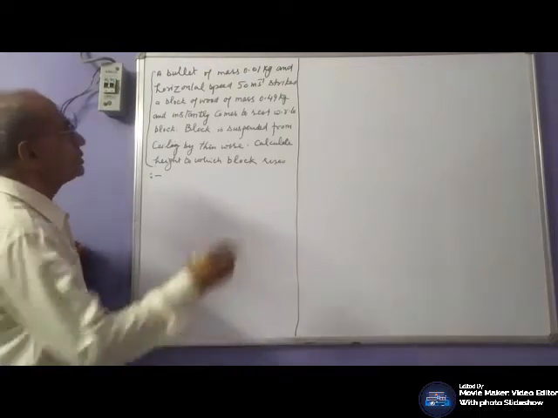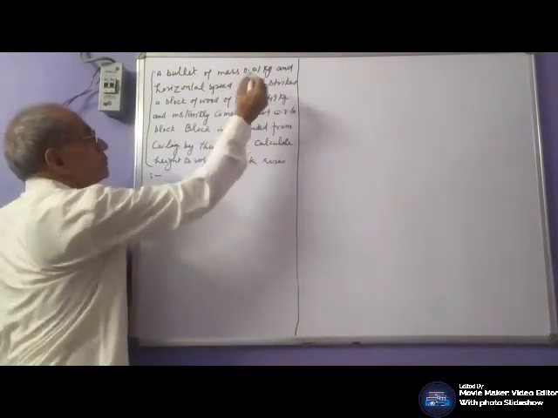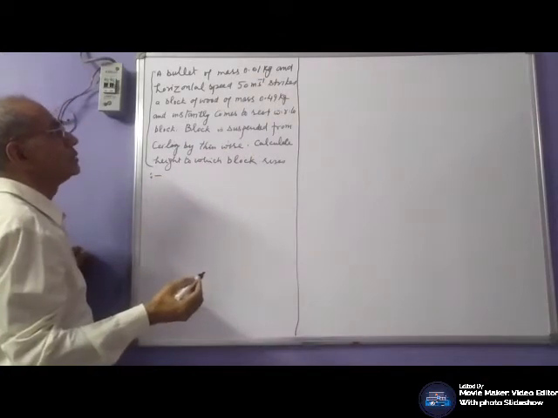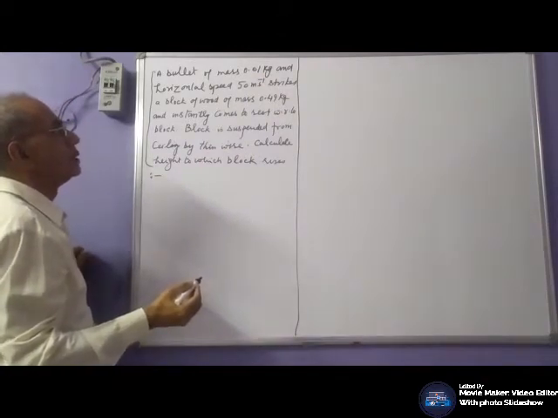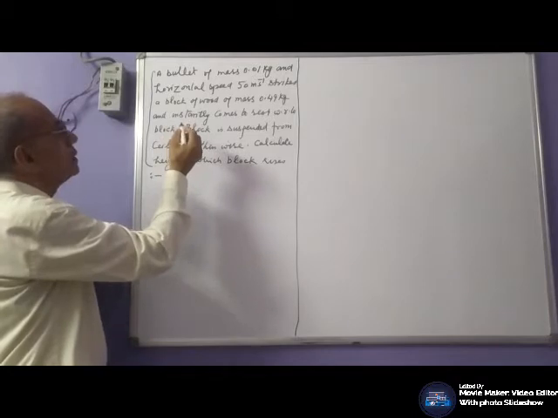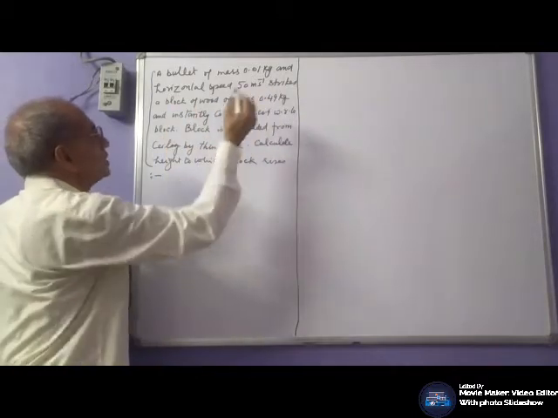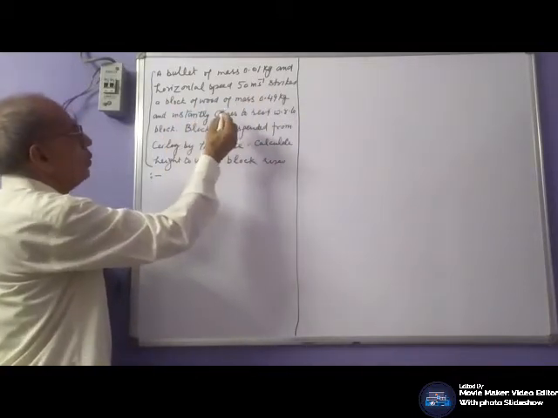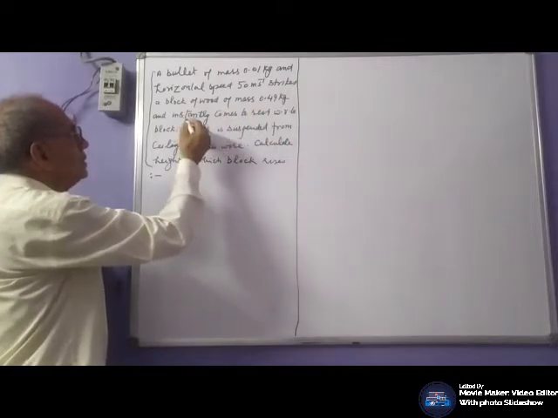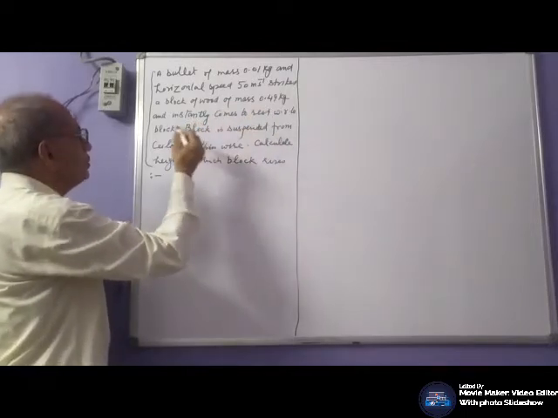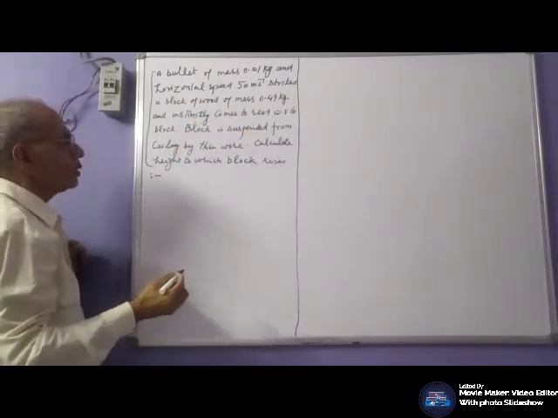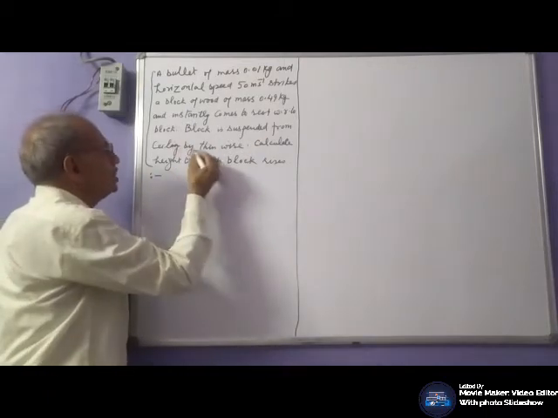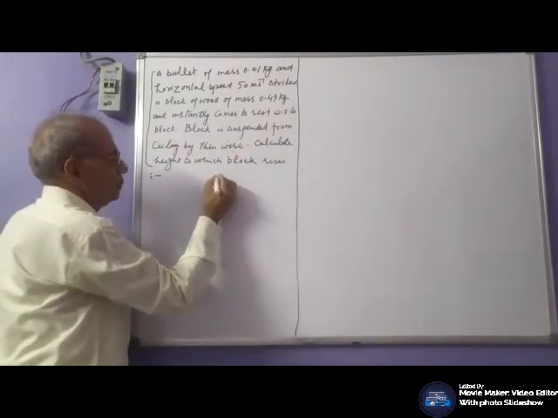A bullet of mass 0.01 kg and horizontal speed strikes a block of wood of mass M, and initially comes to rest with respect to the block. The block is suspended from the ceiling by a thin wire.